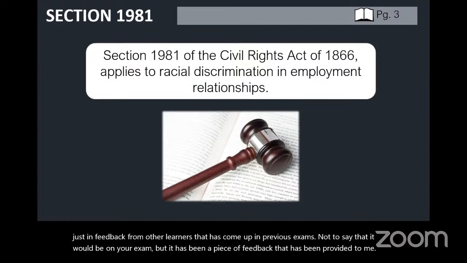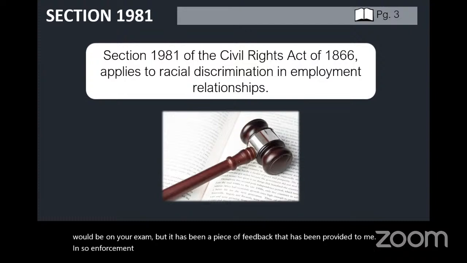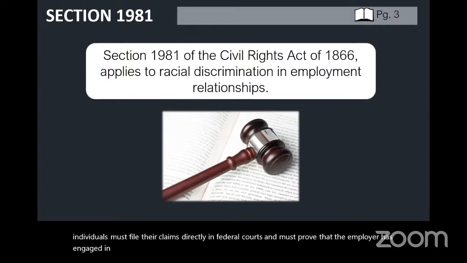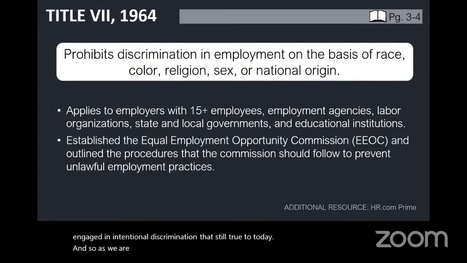And so enforcement of section 1981 is not assigned to any federal agency, and individuals must file their claims directly in federal courts and must prove that the employer has engaged in intentional discrimination. And that's still true today. And so as we are progressing, we get into Title VII of 1964.